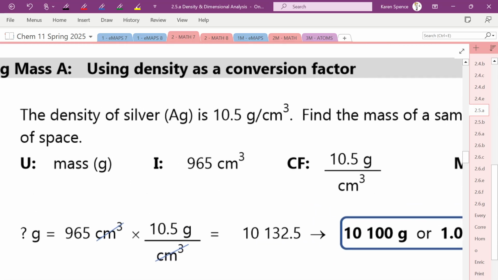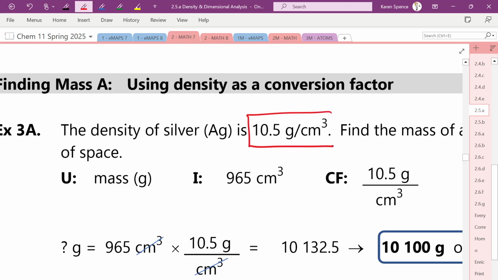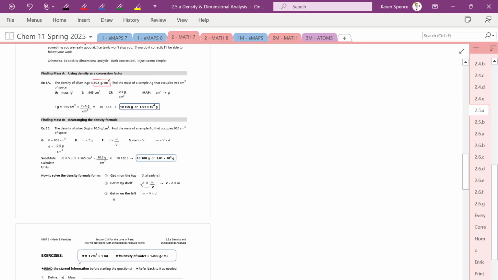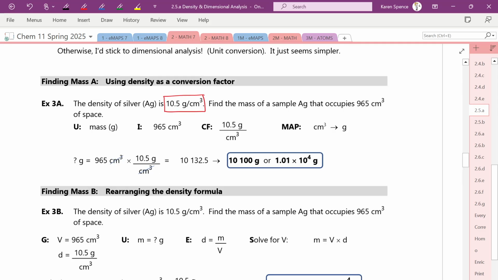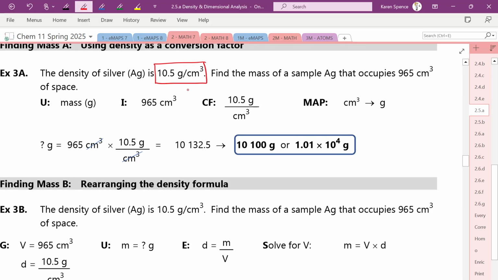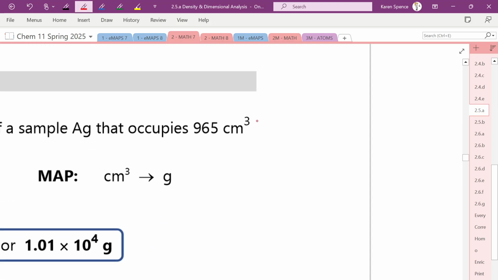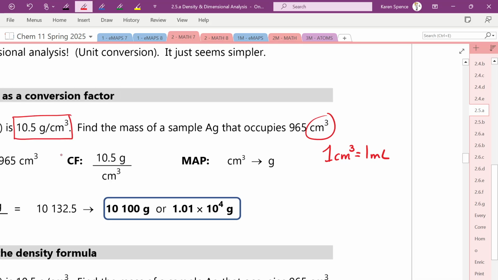Finding the mass. Here we are given density. So this is now on page 85. We are now given the density. Find the mass of the sample of silver that occupies 965 centimeters cubed of space. Now, what do you remember about centimeters cubed? 1 centimeter cubed equals 1 milliliter. And you don't need to do a conversion on that. You can do a simple substitution. Unless it is given in centimeters cubed, I don't even need to worry. That's fine.